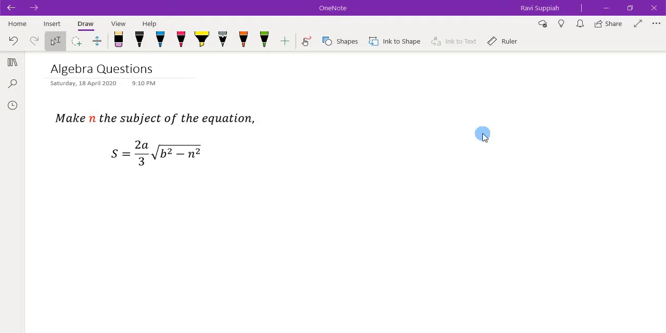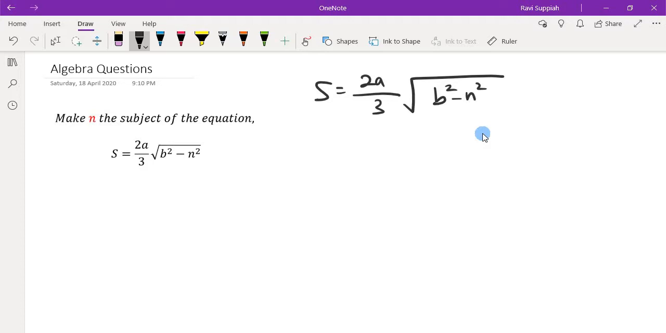For this equation, we are going to make n the subject of the formula here. Alright, so let's rewrite this formula first over here. So s equals 2a over 3 square root of b squared minus n squared.